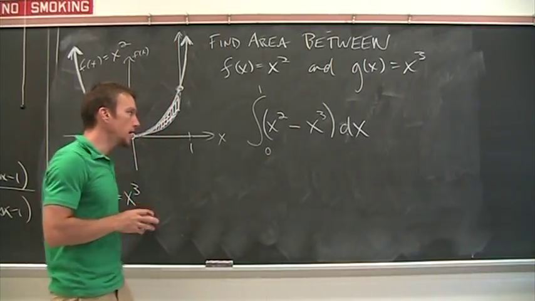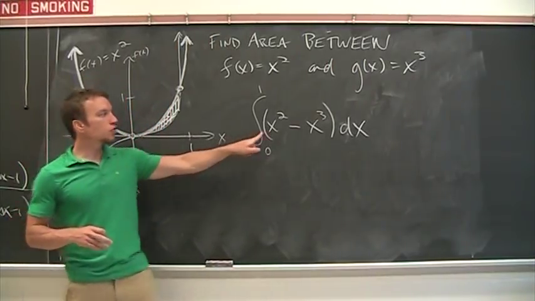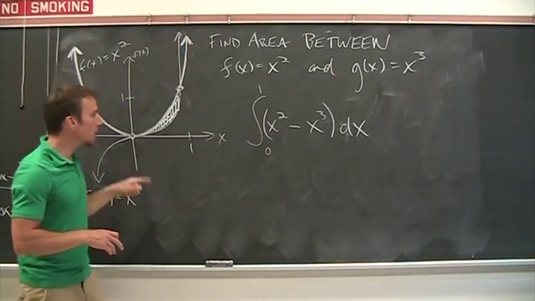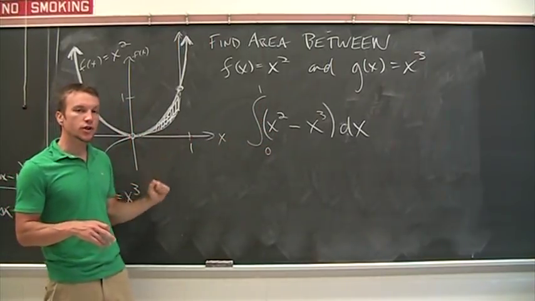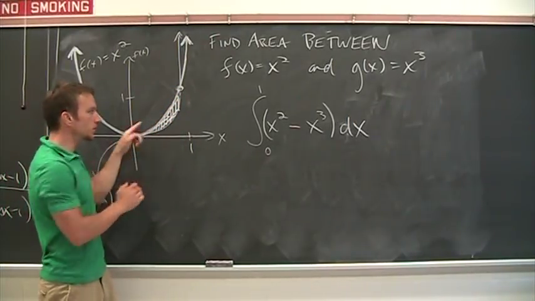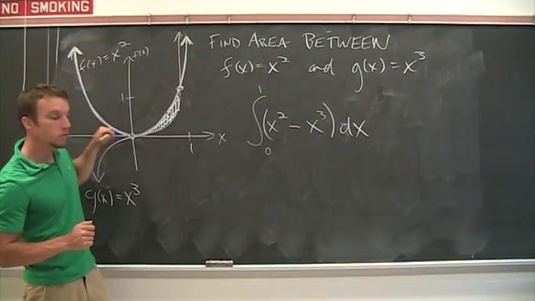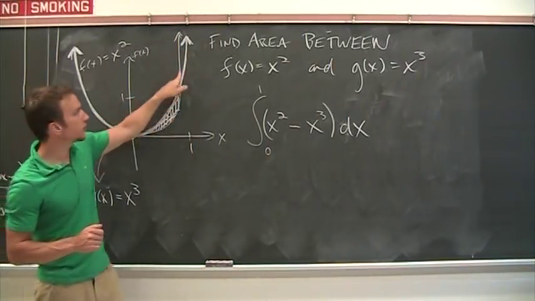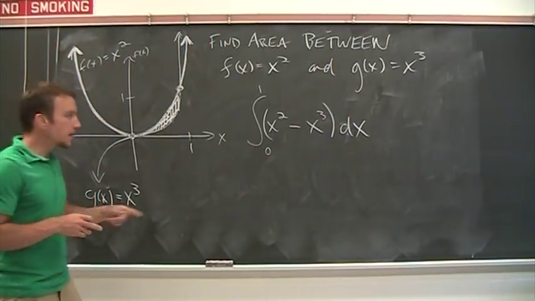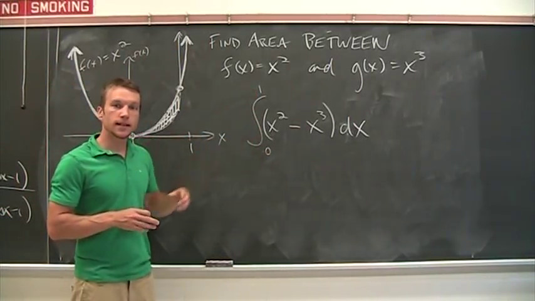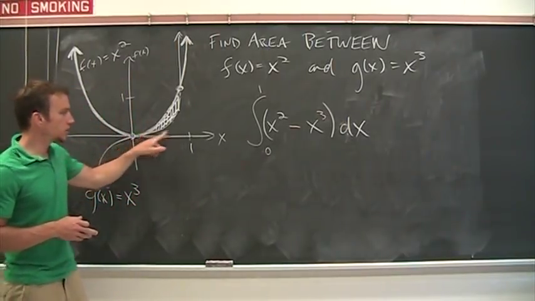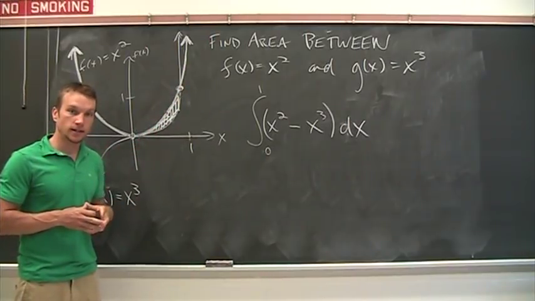Provided I set it up right. It's very important that you put the greater function first, the upper function. What has larger values on this interval, 0 to 1? The quadratic, right? If you square a number between 0 and 1, it's higher than if you cube a number between 0 and 1. After that, the cubic wins, of course. What else? How did I get these, 0 to 1? In this case, very easy. I just looked at my picture. I knew that that region was from 0 to 1. That's where these two graphs intersected.